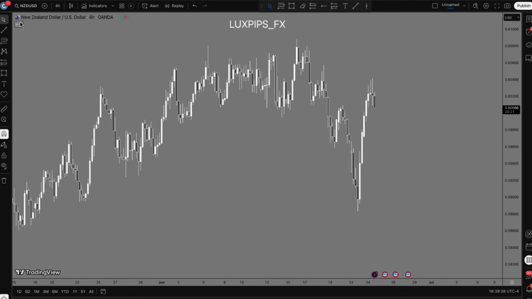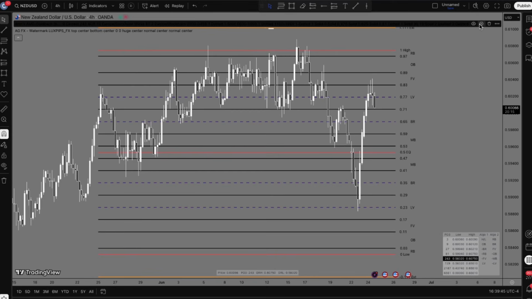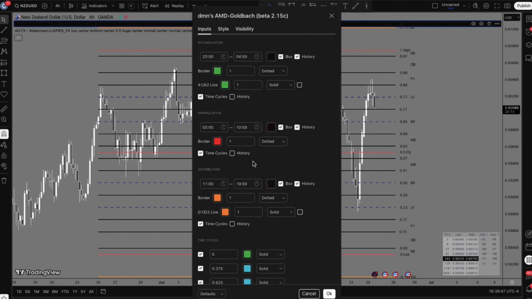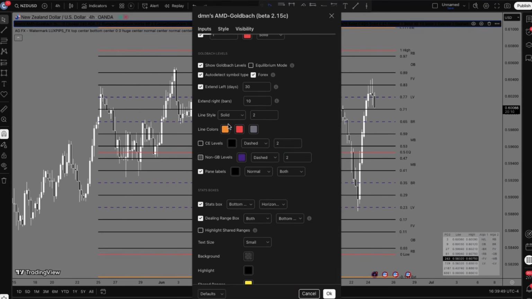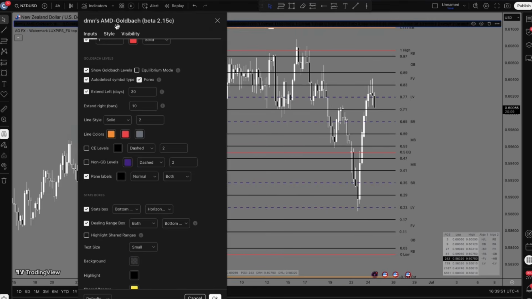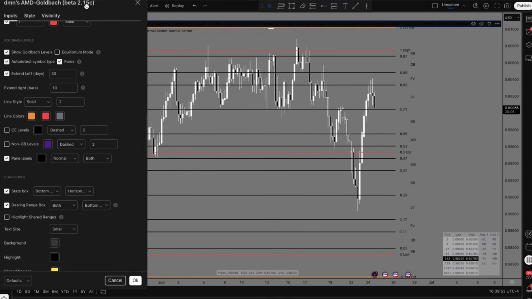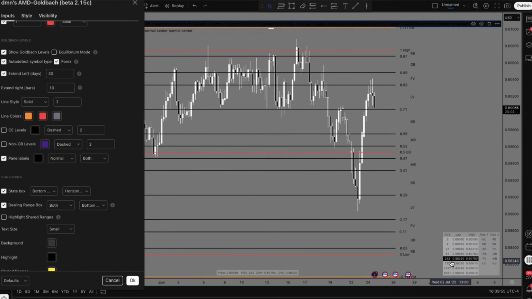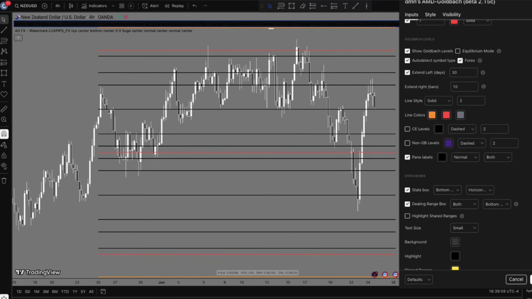Looking at NZD/USD on the 4-hour chart, I'm going to overlay my Goldbach range. So, as you can see, I'm using the 243 PO3, and I'm going to add a little bit more detail to this range.